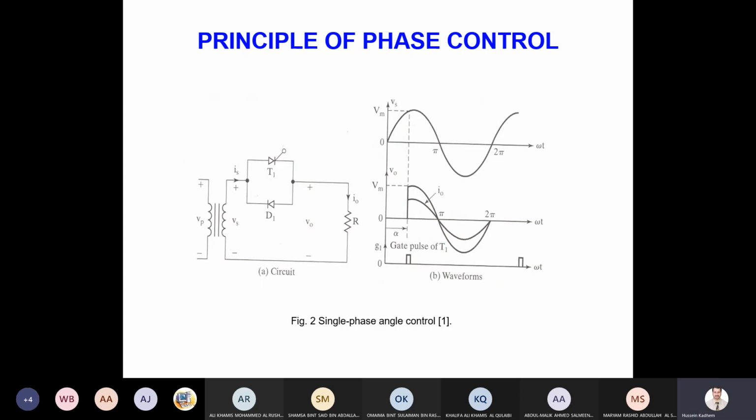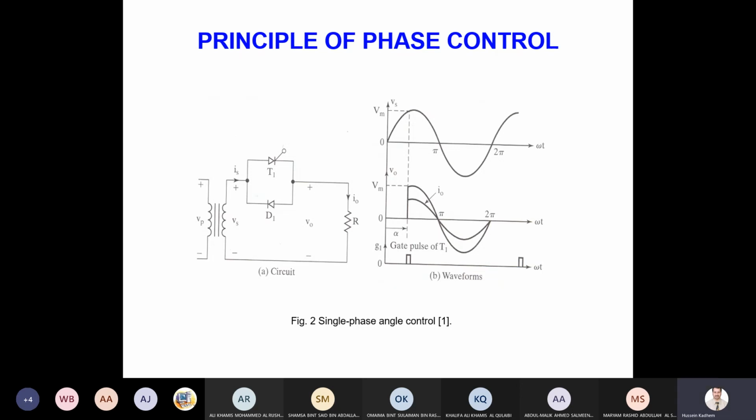Now, the previous method was on and off. The new method is phase control. In the previous method, we triggered the thyristor at alpha 0. Now we will trigger it at another alpha. It could be any value, not 0, any value.